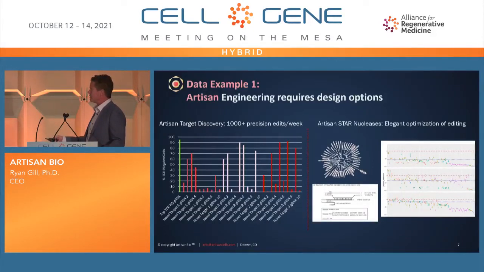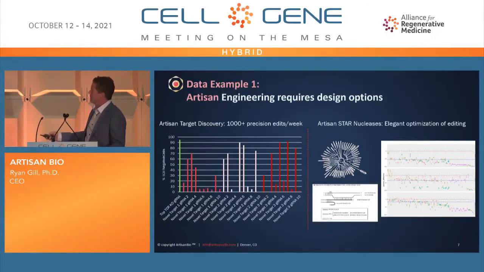So this is an example of our target discovery platform. We can do 1,000 plus precision edits in a week, probably more. I'm being conservative here. This is our favorite target for knocking out TCR, in green. This target, we looked at many other sites within that target. We're just showing you one we really like. And this is giving us about 95% functional knockout of TCR.